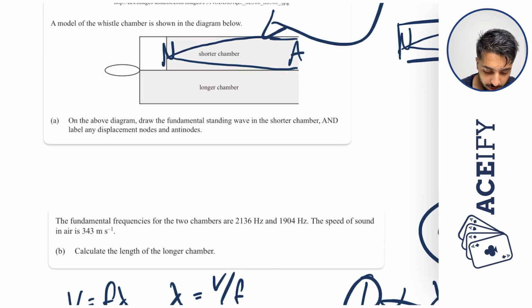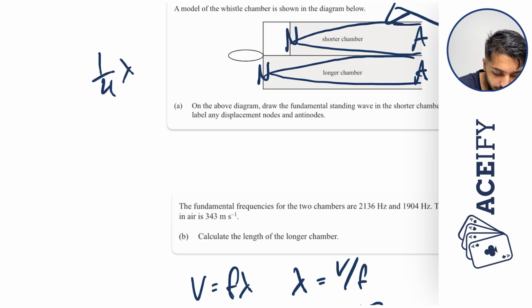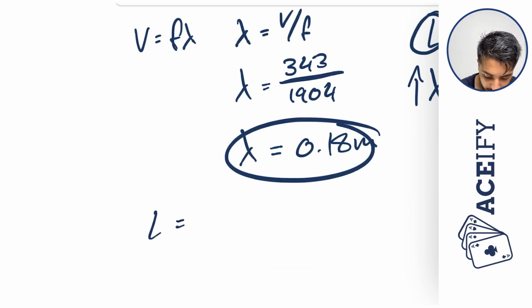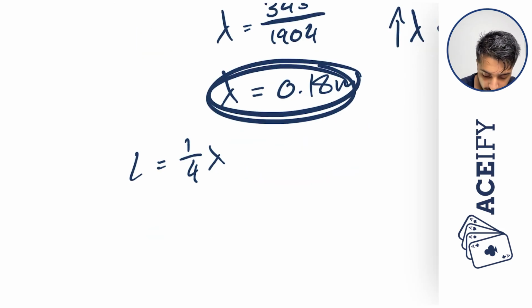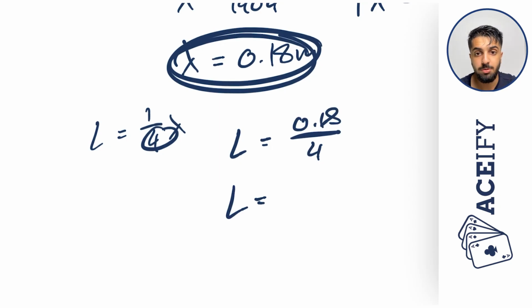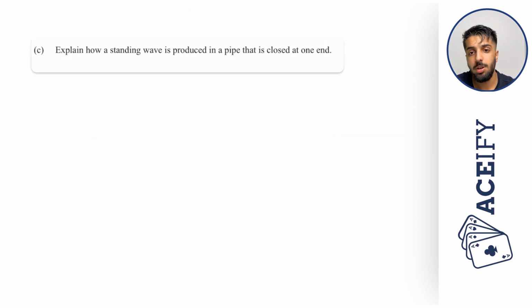Now again, if we look at our longer chamber, we have a node on this side and an antinode on that side, and therefore we again have a situation where the fundamental frequency is 1/4 of the length. And therefore, as we have the wavelength right here, if we want to find the length, we can divide this value right here by 4, and we'll get the length. So therefore, L is equal to 0.18 all over 4, and this gives us a length of 0.045 meters.